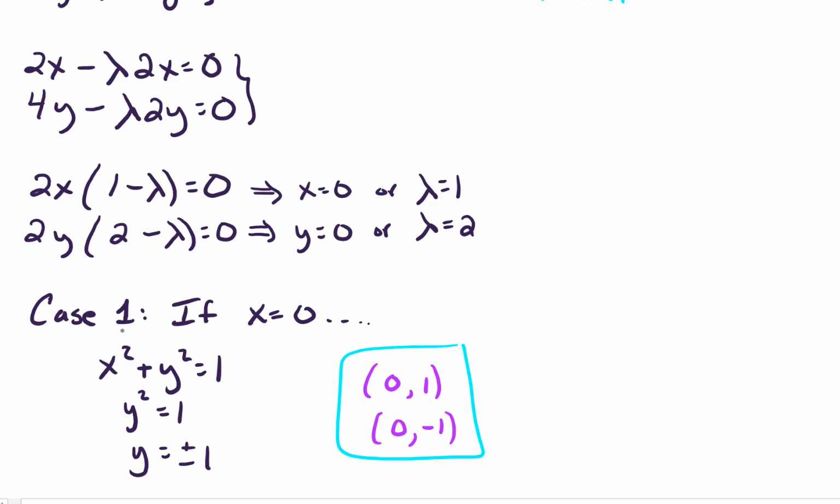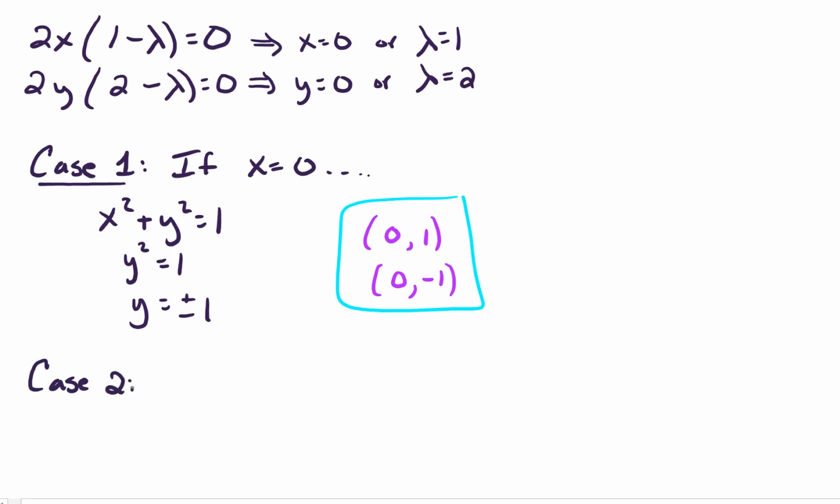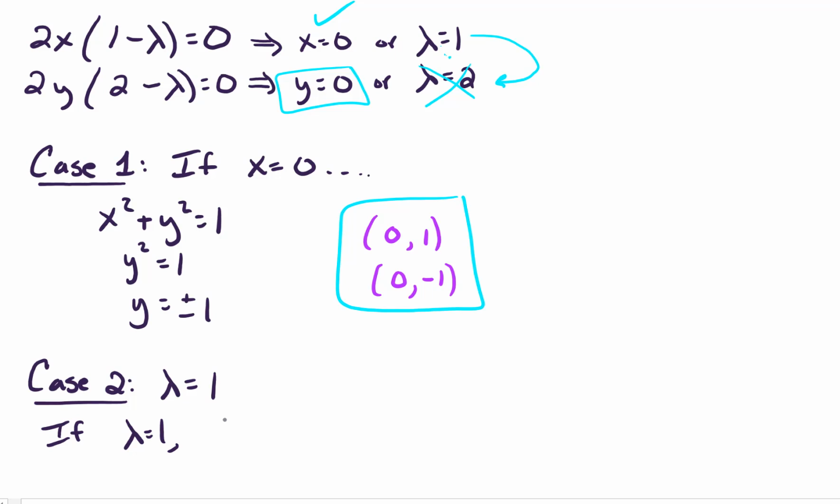Let's look at another case. What happens if lambda equals 1? Well, if lambda equals 1, down here on the second line, lambda is not going to be 2 because we said lambda is equal to 1, so it must be the case that y equals 0. If lambda equals 1, then lambda cannot be equal to 2, and so y must be equal to 0.